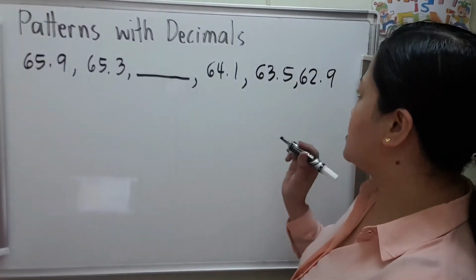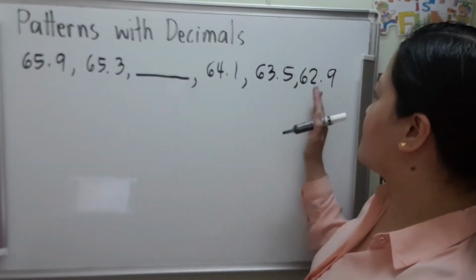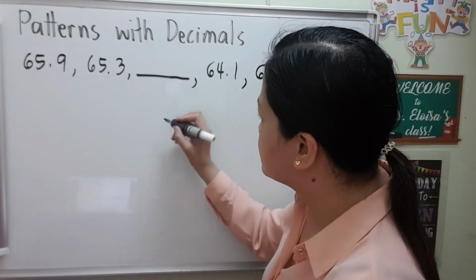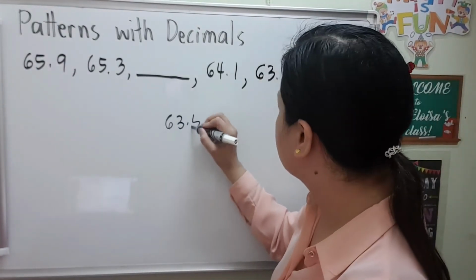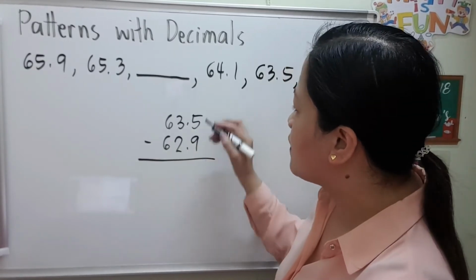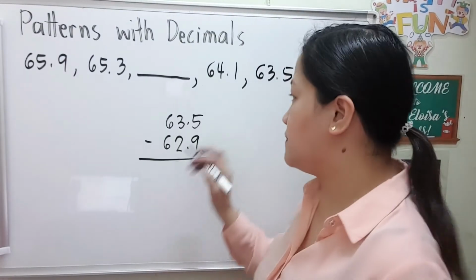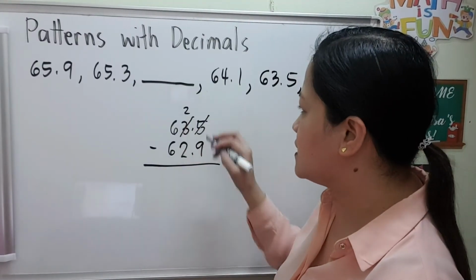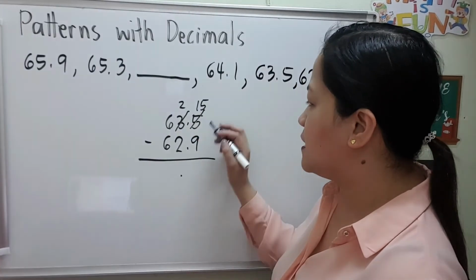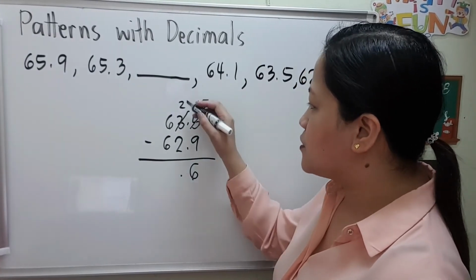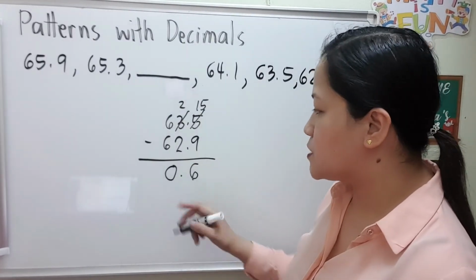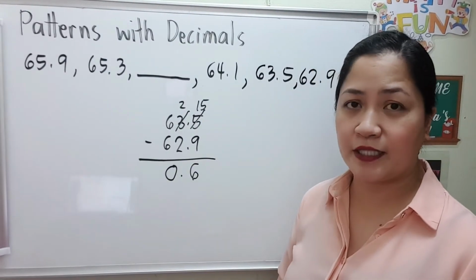So, let us use 63.5 and 62.9 for example. So, we have 63.5. That's bigger than 62.9. So, let's subtract. We have 5 minus 9. That cannot be. So, we will borrow from 3, making 3, 2. And 5 will be 15. 15 minus 9 is 6. 2 minus 2 is 0. And 6 minus 6 is 0. So, the difference is 0.6.